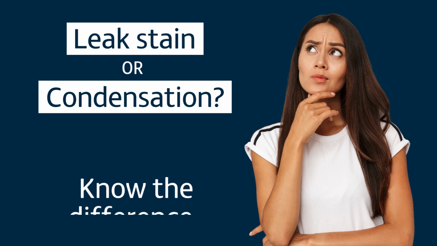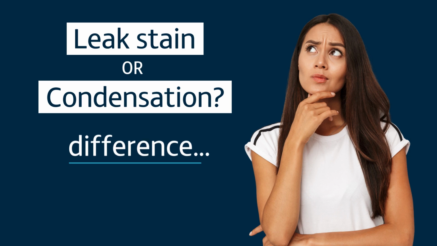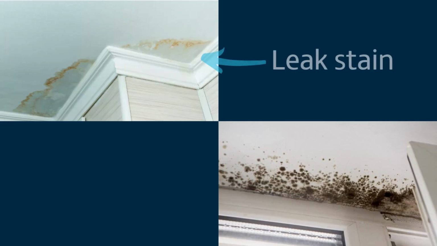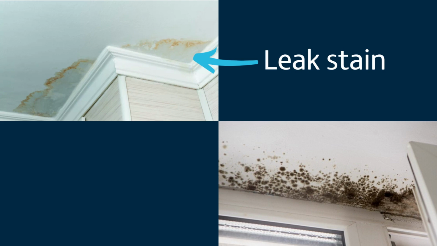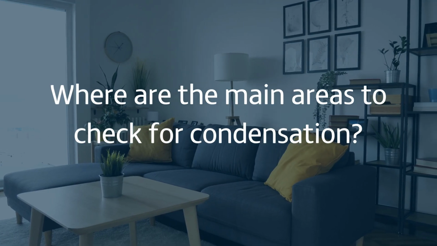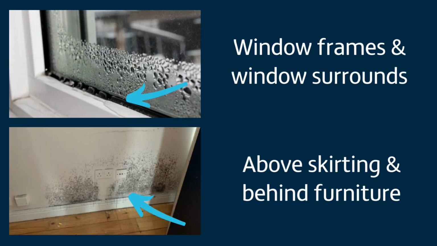So firstly, it's really important that if you see a stain appear on your walls or ceiling, you know whether it's a leak stain or condensation. A leak stain needs to be reported to us immediately, whereas condensation is an issue you can fix easily by making some small changes. So here are some examples. With a leak stain, you'll notice a brown or yellow colour, and if it's condensation, it will show up as black mould spots.